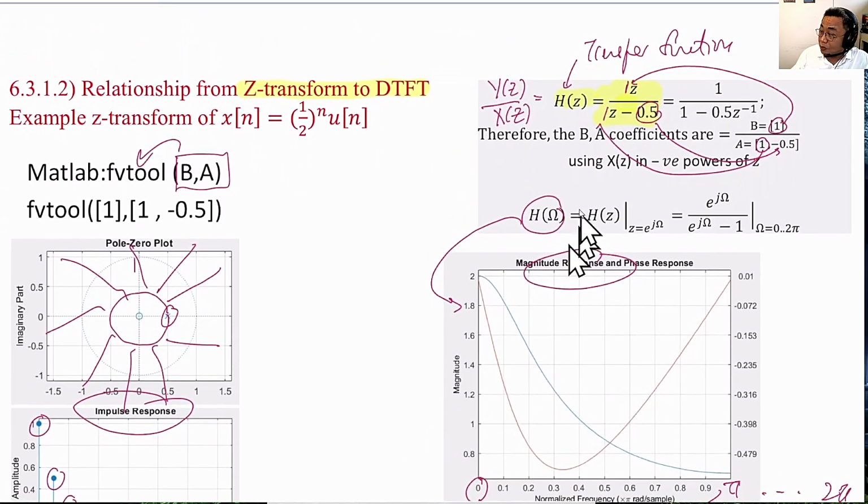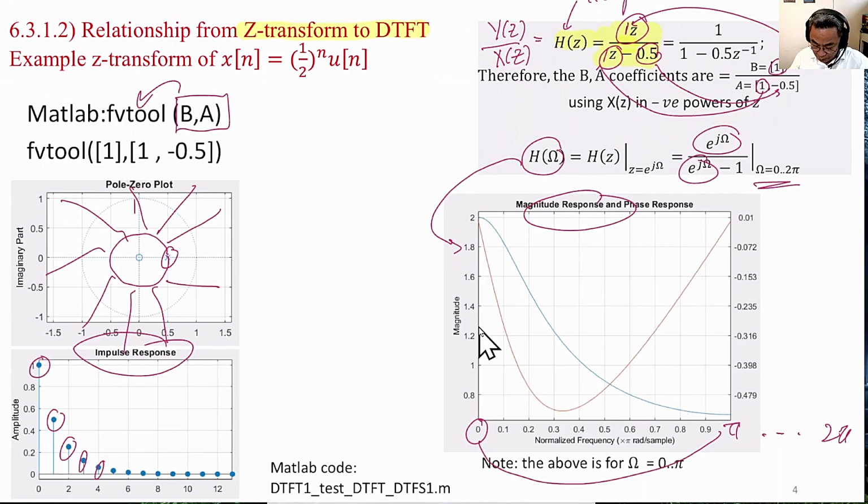Now how do you get the DTFT from H(z)? Really simply, take z and substitute it as e to the j omega. The constants remain the same, and now we substitute omega from 0 to 2 pi, and we get a complex number. And from this complex number, we extract the magnitude, which is, I'm not sure whether it's the red or the blue, but one of them is the magnitude and the other one is the phase.